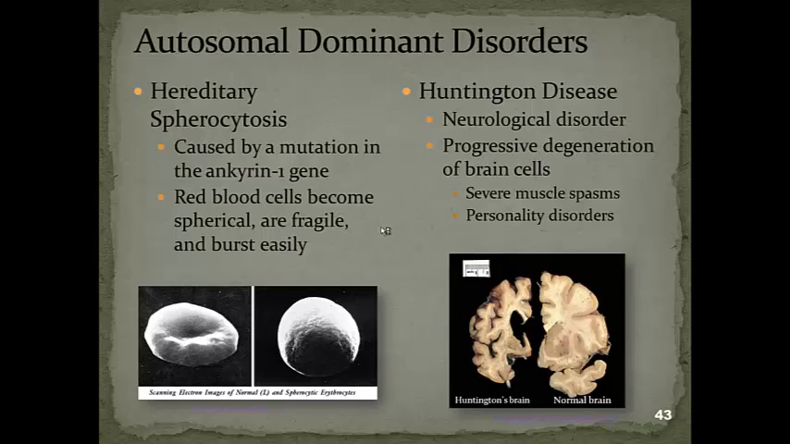Eventually, these people become more or less comatose, and then they lose control over their heart and their lungs and die. Now, this one's nasty because symptoms don't show up until most often after 30 years old, at which point people who have it have more often than not already had children and have already passed it on.